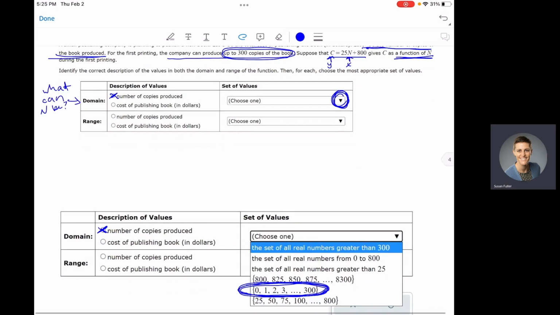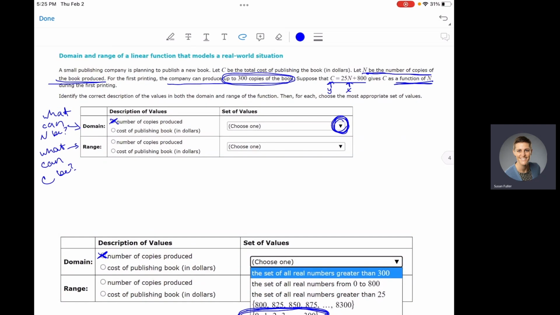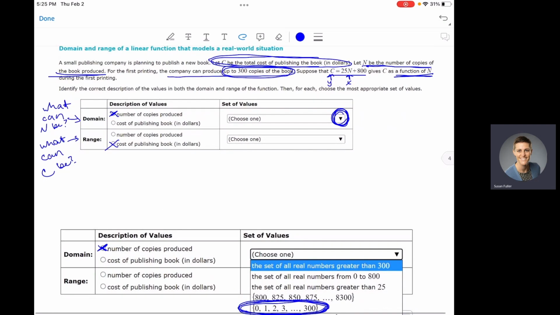Okay, so that's domain. Now we just have to figure out the range. And again, the range is what can y be? And our y variable here is C. C is the variable that's standing in for y. So what is C again? Here, C is the total cost of publishing the book. Okay, so now what can the cost be when the number of copies is between 0 and 300? Again, we aren't given that information specifically.